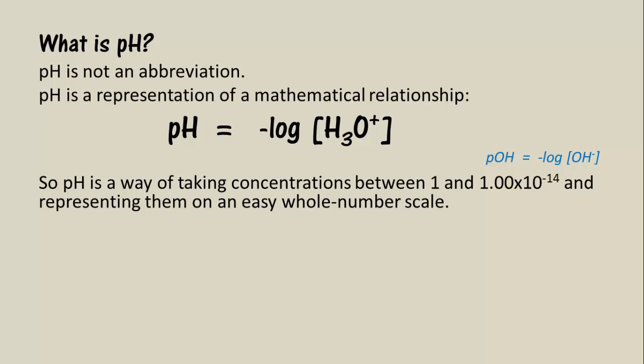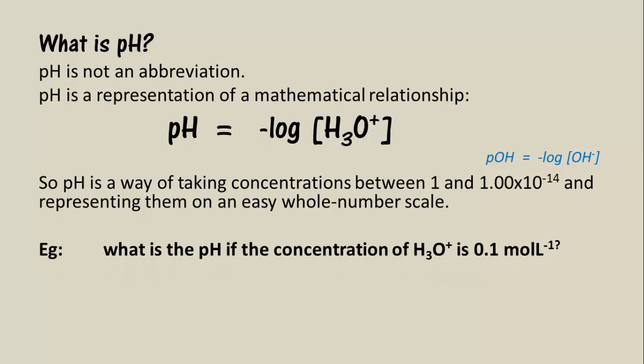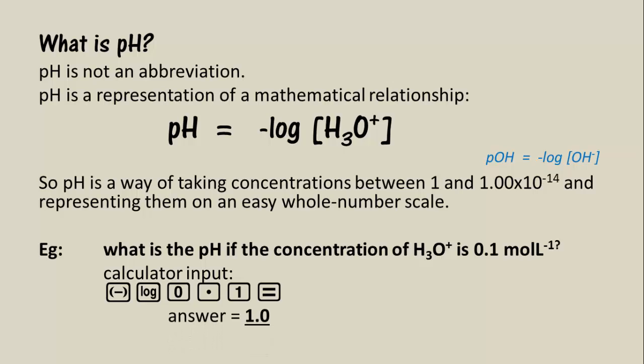Let's now look at an example of how you could use your calculator correctly to input a pH calculation. Here's an example. What is the pH of a solution if the hydrogen concentration is 0.1 moles per litre? How would we input that? Well, you would do something like this. So using these buttons on your calculator, you should pause the video at this point and attempt the calculation yourself and see if you get the same answer as me. The answer I get is 1.0. So the pH of a 0.1 molar solution of hydrogen ions is of course a pH of 1.0.